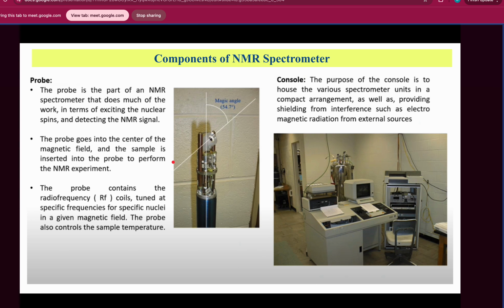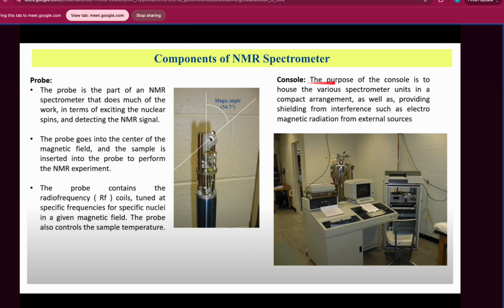This is how we will insert the sample into this probe, and the probe contains the radio frequency coils which are tuned at specific frequencies for specific nuclei in a given magnetic field. Probe also controls the sample temperature. So the probe is the component of NMR which is holding our sample, providing the radio frequency at a particular wavelength, and also maintaining our sample at particular temperature conditions. So this is the work of the probe.